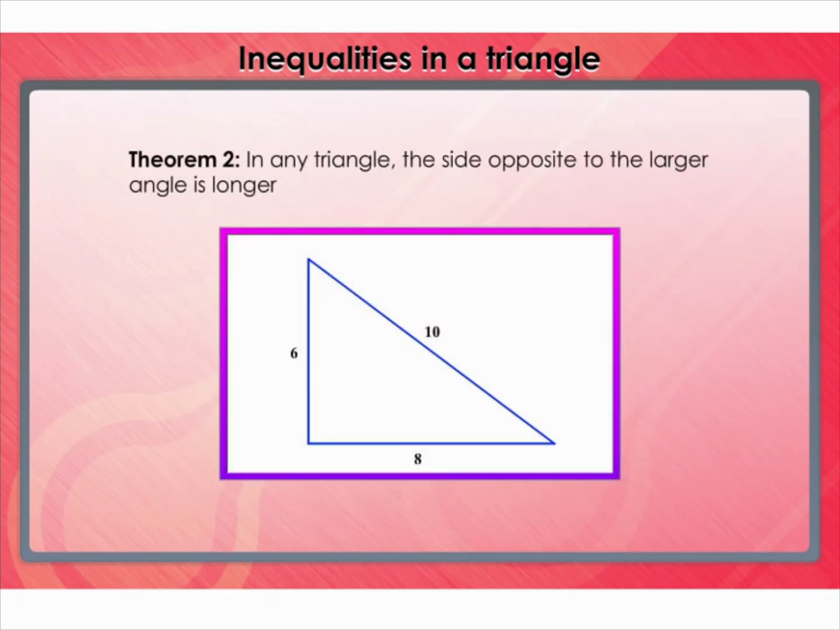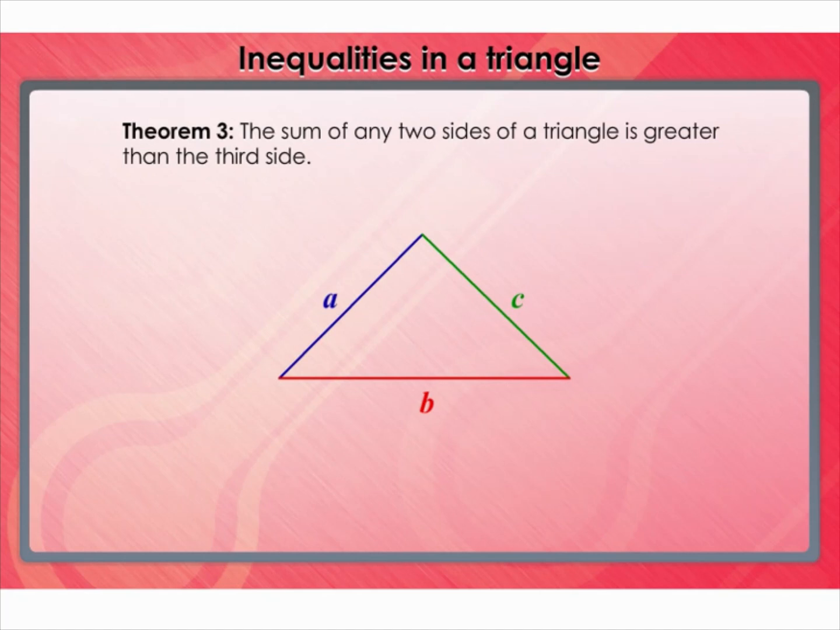Now let's verify the second theorem. The theorem states that in any triangle, the side opposite to the larger angle is longer. Now let's verify this theorem using the first triangle. The greatest angle in this triangle is 90 degrees. You can verify that the side opposite to the greatest angle is the 10-unit side, which is the longest side among the three sides. As an exercise, you can verify this with other triangles also. The second theorem is the converse of the first theorem.